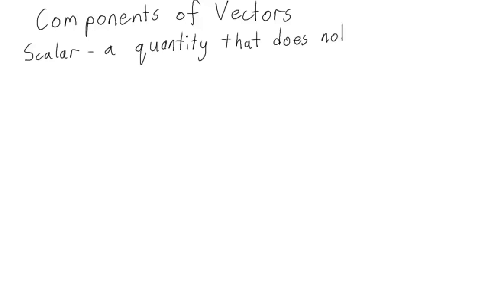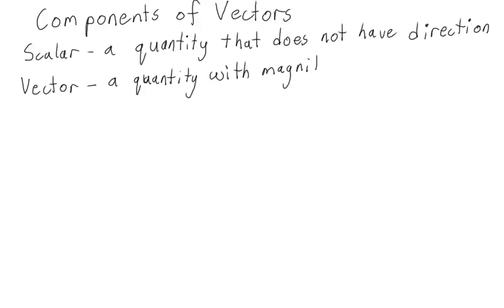In physics, there are two types of quantities, scalars and vectors. A scalar is a quantity that does not have direction. For example, mass, time and temperature do not have directions, so they are scalars. A vector is a quantity with magnitude and direction. We can represent vectors as arrows.